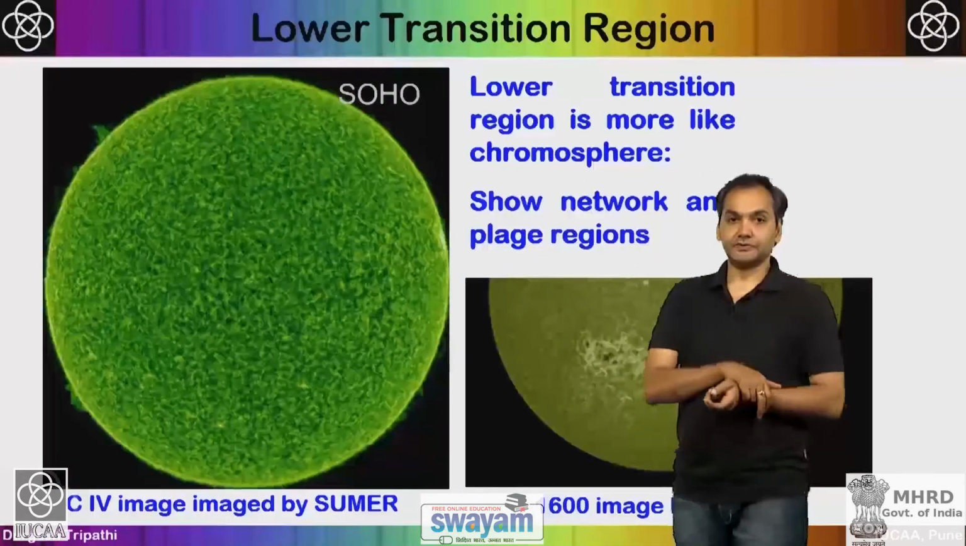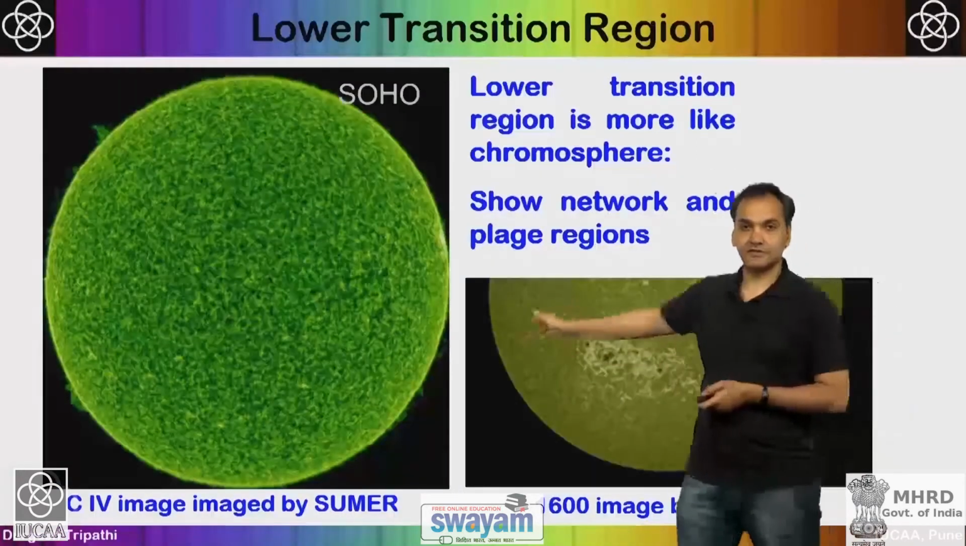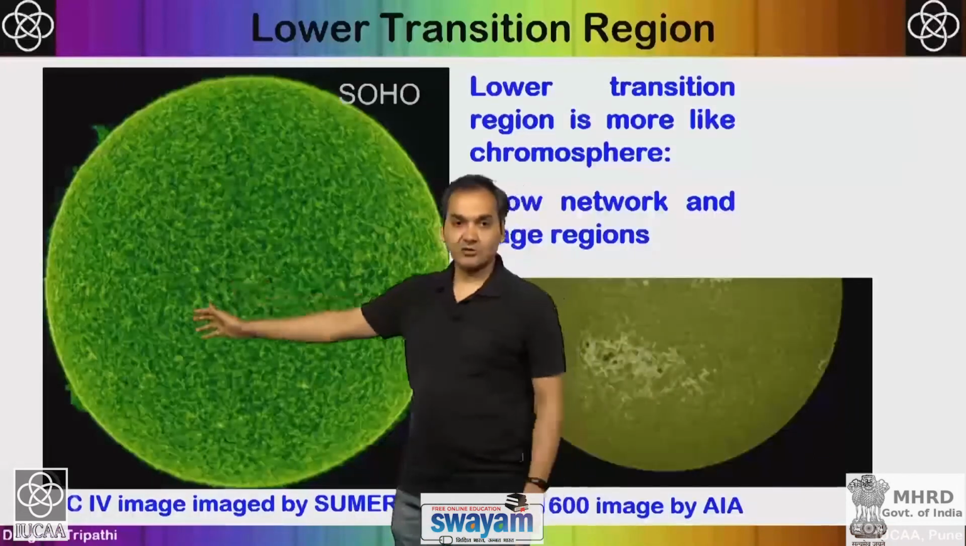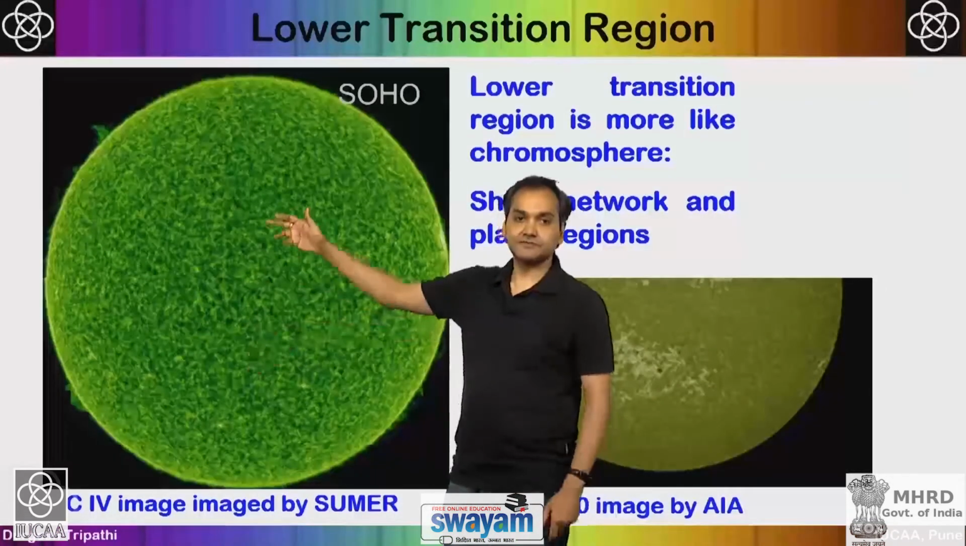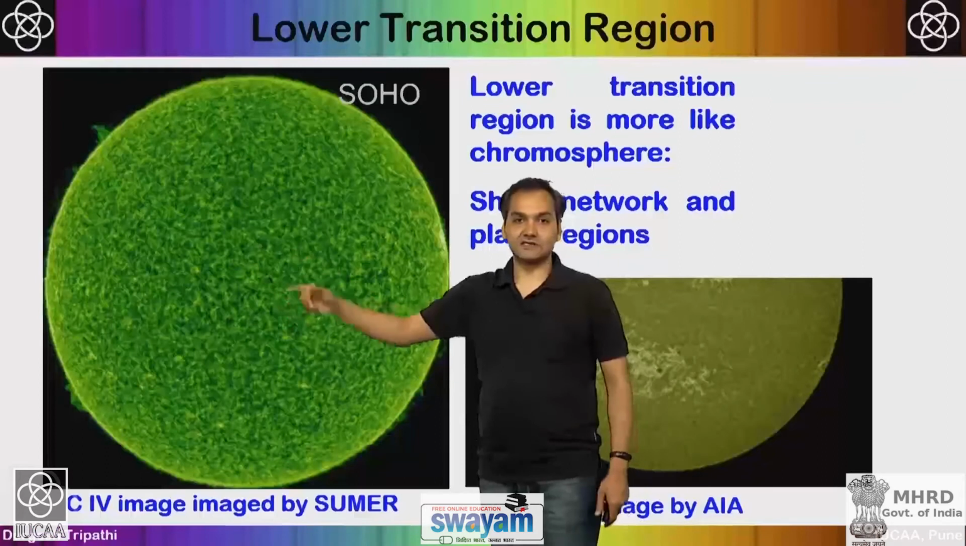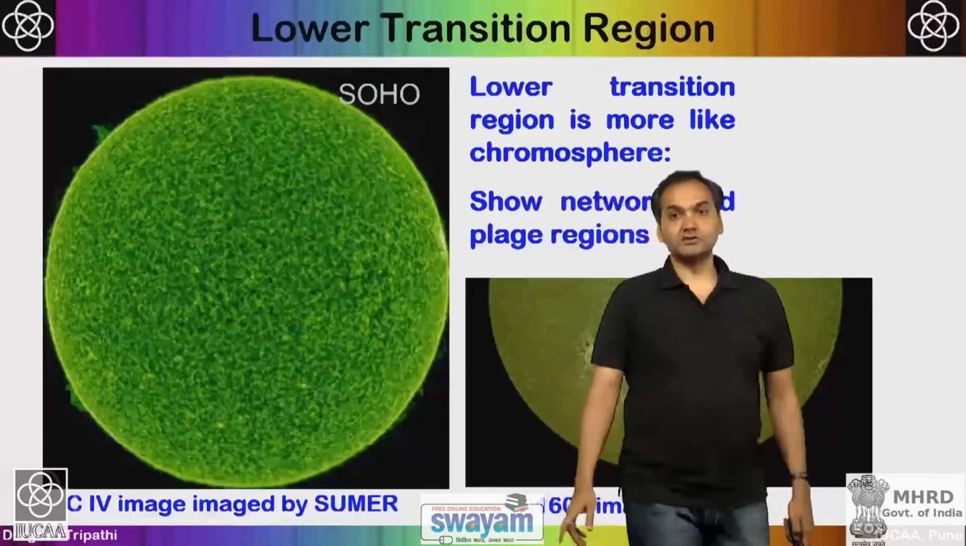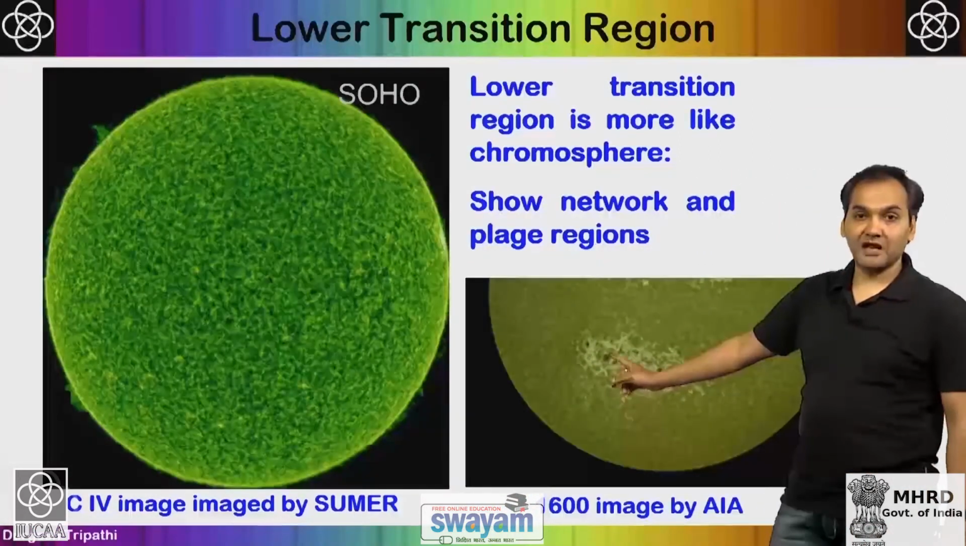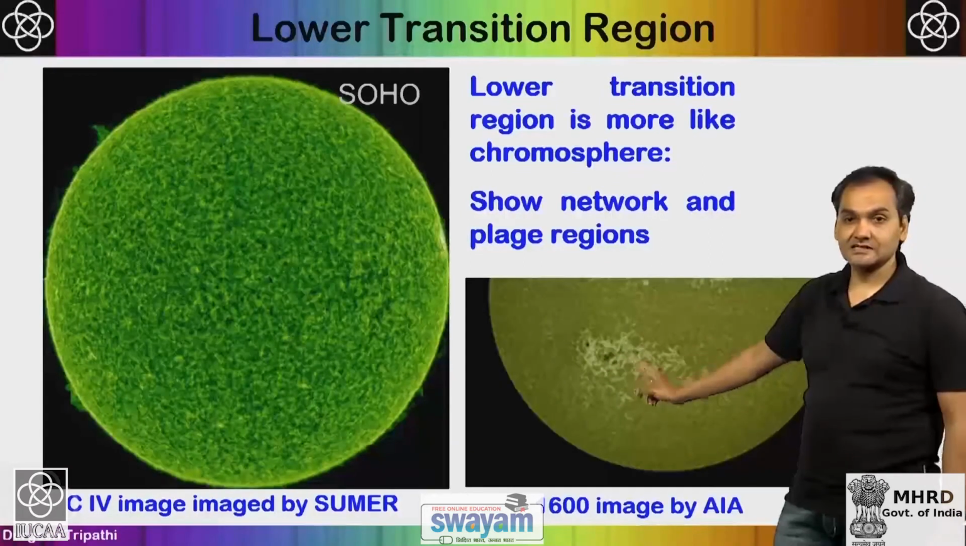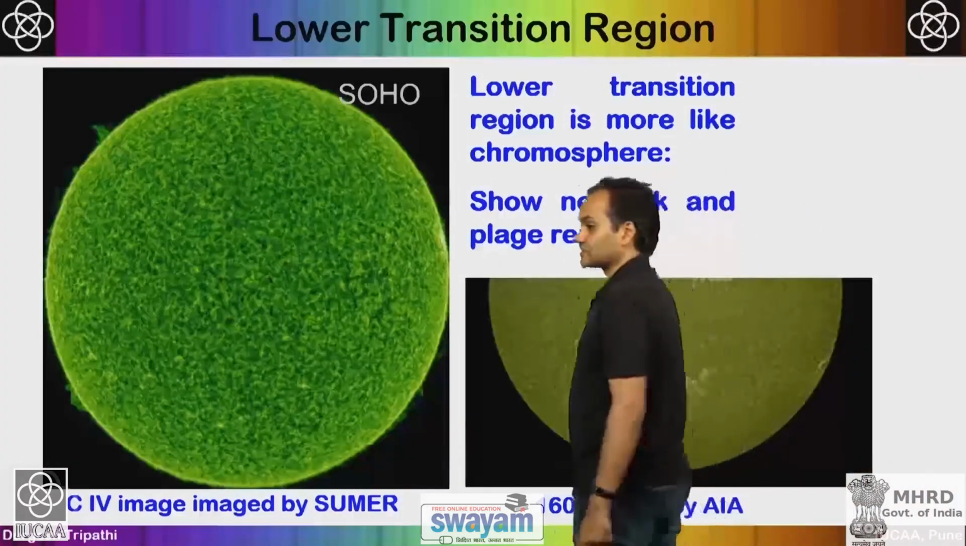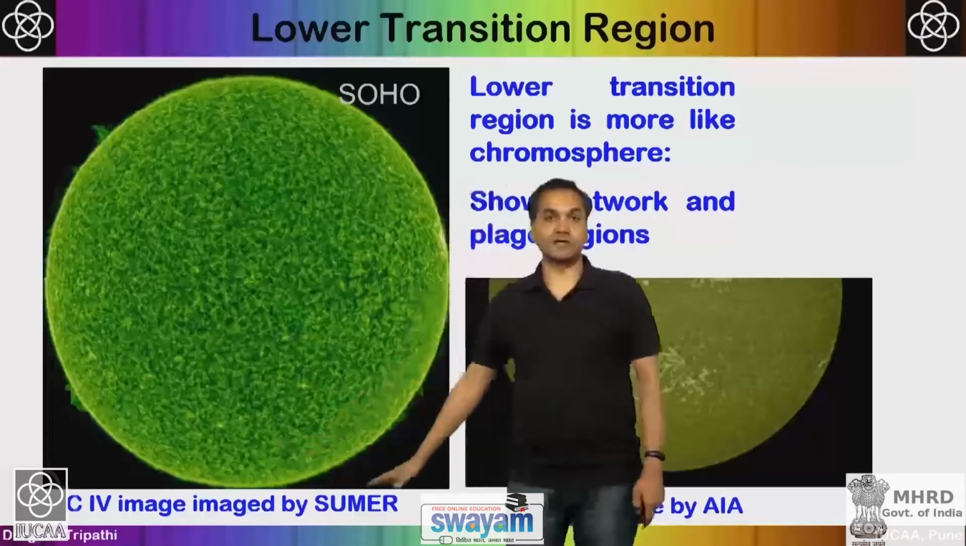So, on the left here is an image taken in carbon 4. So, more like chromosphere. What you see are all these network and inter-network regions. You also see here the plages and the sunspot regions which are retained. So, these are lower transition region, they are appearing more like chromosphere.